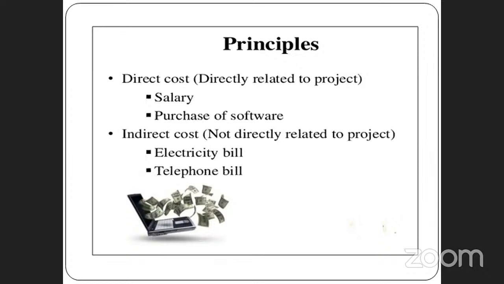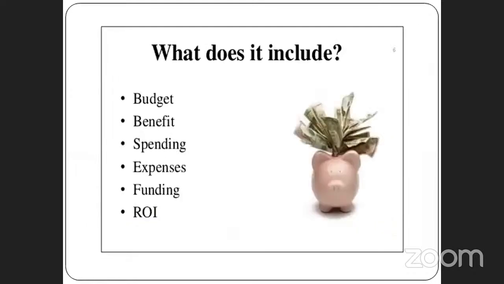Okay, the next one is direct cost and indirect cost. I already said the direct cost is salary. Then indirect cost is like the electricity and telephone bills. It should vary, it should not be constant. For one month, our telephone bill comes to nearly 800 rupees. For the next month, it goes to 1,200. Like that, it should vary.